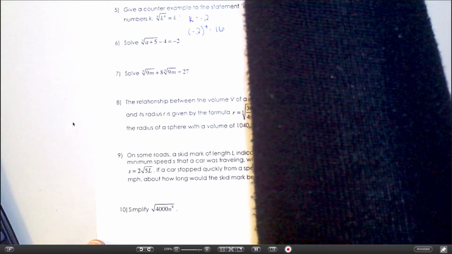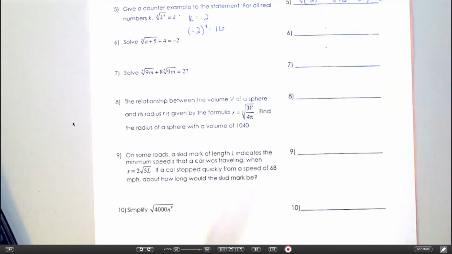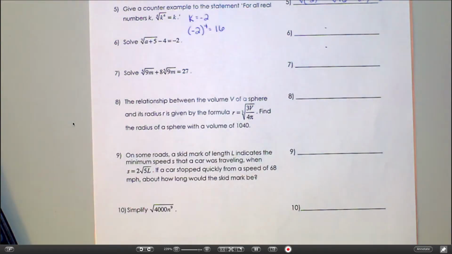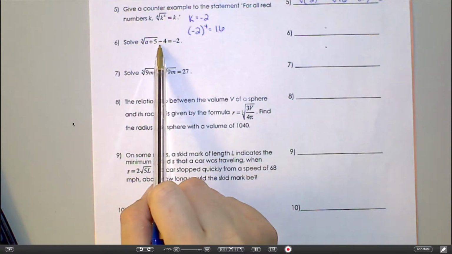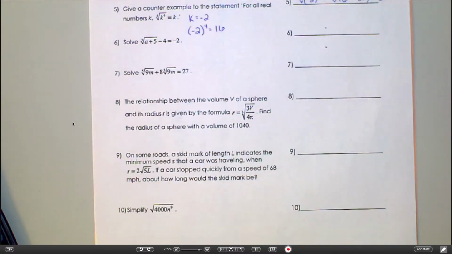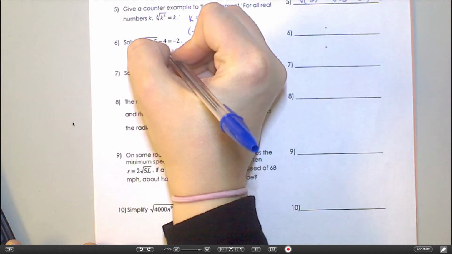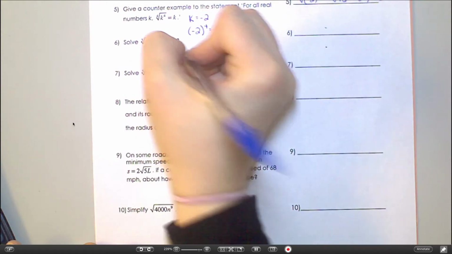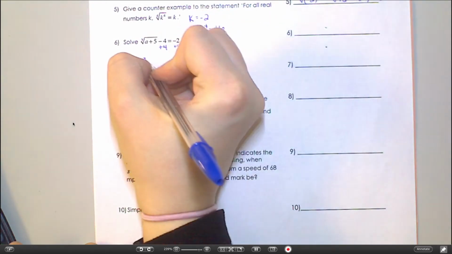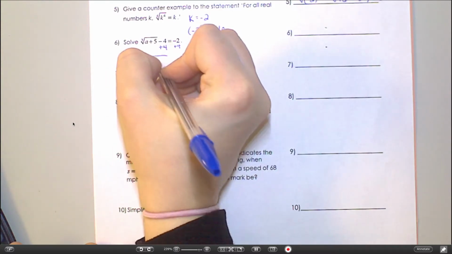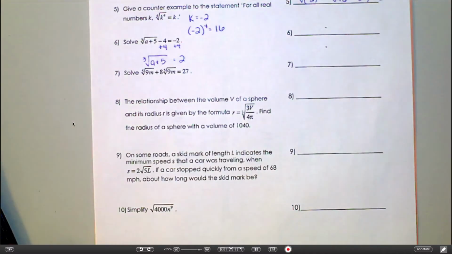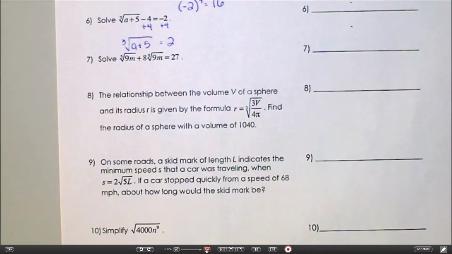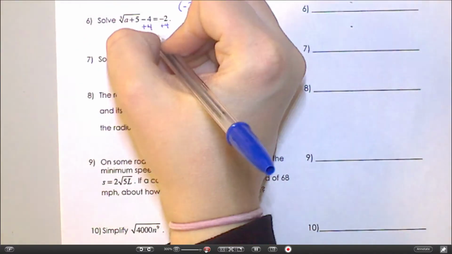Number 6 is going to look a lot like number 19 from that packet that we just talked about. Are we going to do 5 minus 4 and make 1? No, because that -4 is on the outside. Yes, we're going to add the 4. So, cube root of a plus 5 is equal to +2. What do you want to do from here? Cube it. Let's raise to the power of 3.